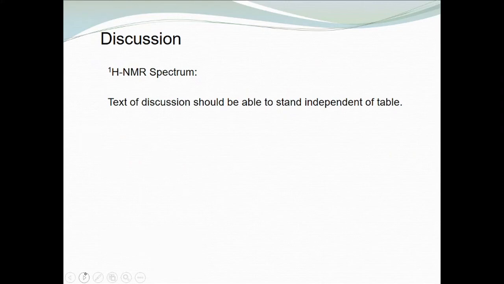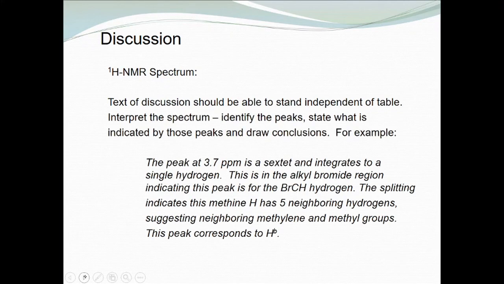And then, of course, any discussion you give should always be able to stand independently of the table, meaning if I delete your table, I should still be able to understand your discussion. So tell me what is there, then interpret it, and then draw your conclusion. Example is given here. There is a peak at 3.7 ppm. That peak is a sextet and integrates to one hydrogen. So even without seeing a spectrum or your table, I know at least part of your spectrum now, that you have a sextet at 3.7 ppm with an integration of 1.